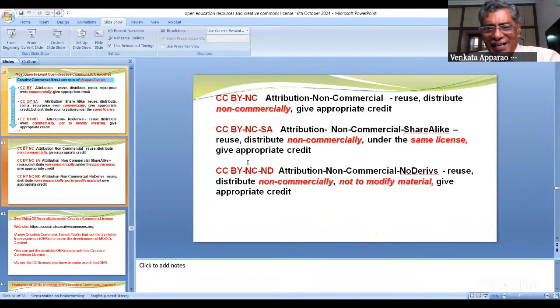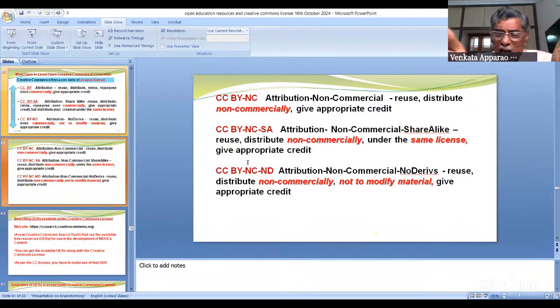CC BY NC ND is the least open. Very rigid: non-commercial, no derivatives. It depends upon you as the creator, how you want to get the license. Creative Commons gives the license accordingly, as per your wish. You have to choose as the creator.